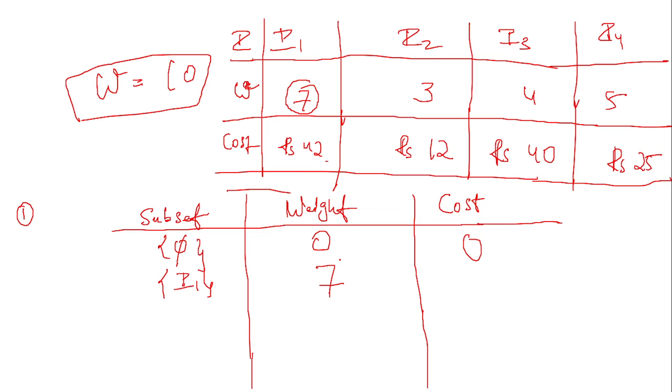Now check the bag weight. The maximum bag weight is 10. Is 7 smaller than 10? Yes, the item's weight is smaller than the maximum weight. So I will go to the second condition, which is to calculate the cost. The cost of item 1 is 42, so I'll add 42 here.